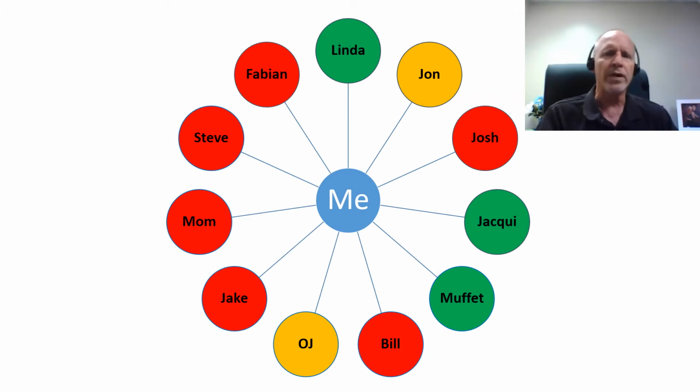Step number 4 is to color code the people in your relational network. And I basically use stoplight colors: red, green, and yellow, the same colors that you would see on a stoplight, because people in your relational network will fall into different spiritual categories. And in order to differentiate those, I use these stoplight colors.